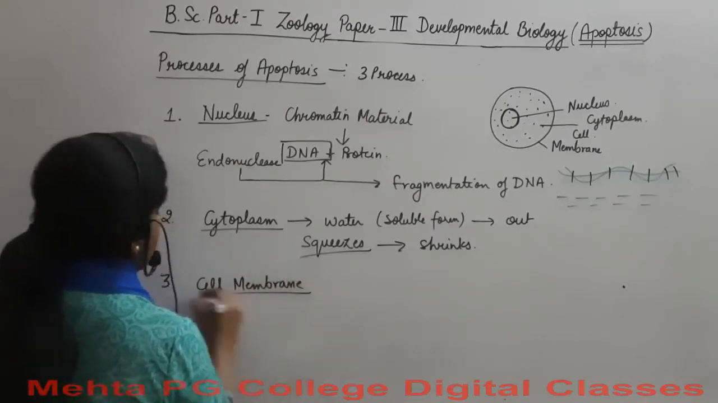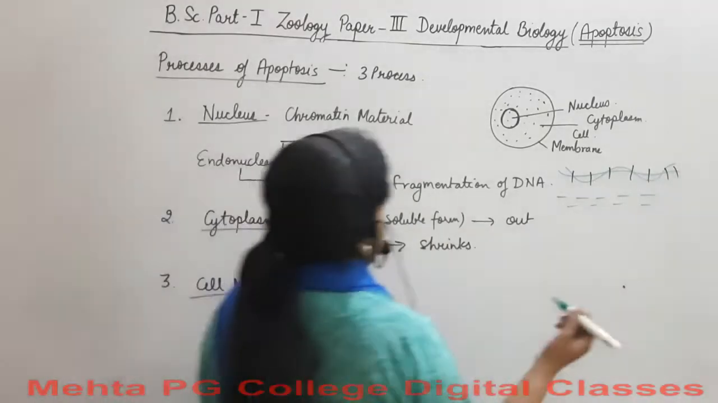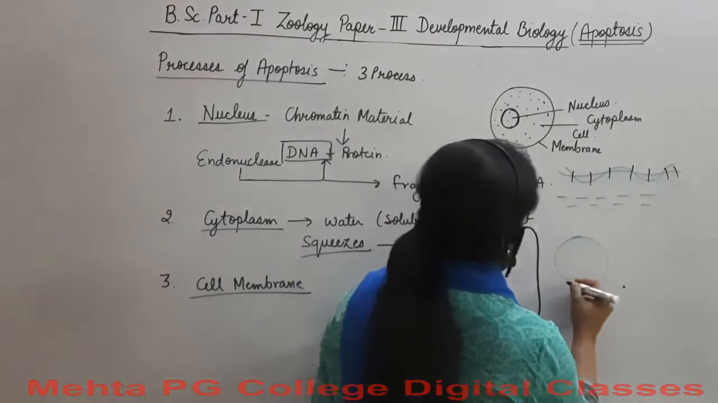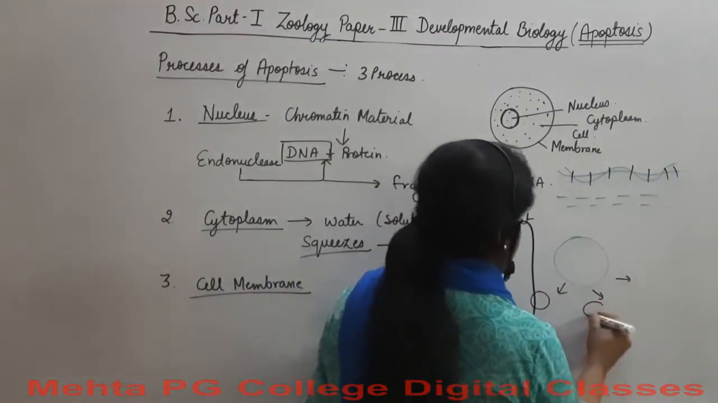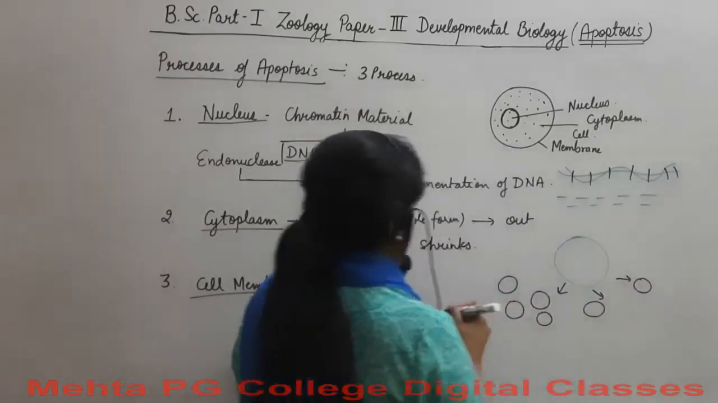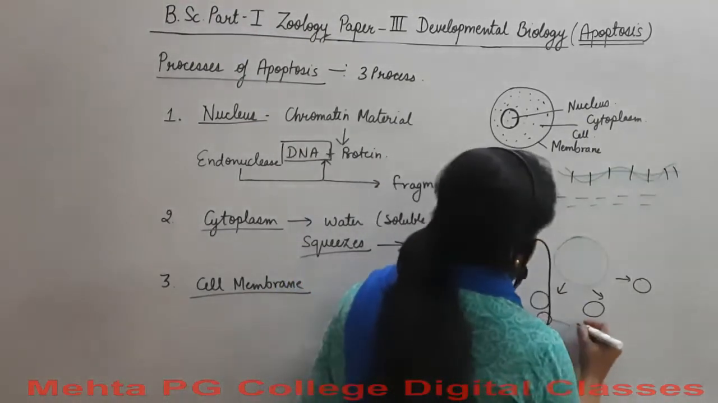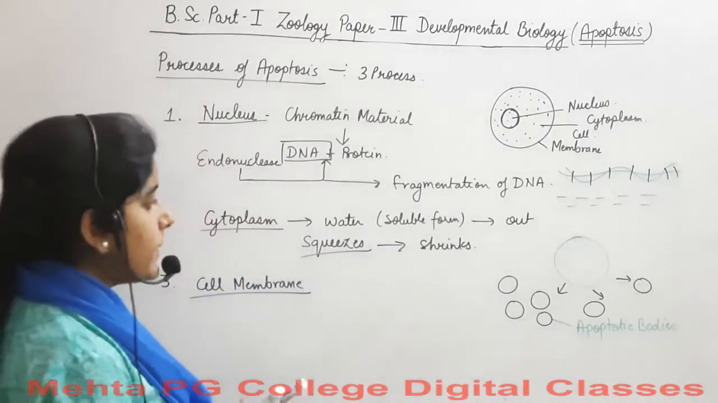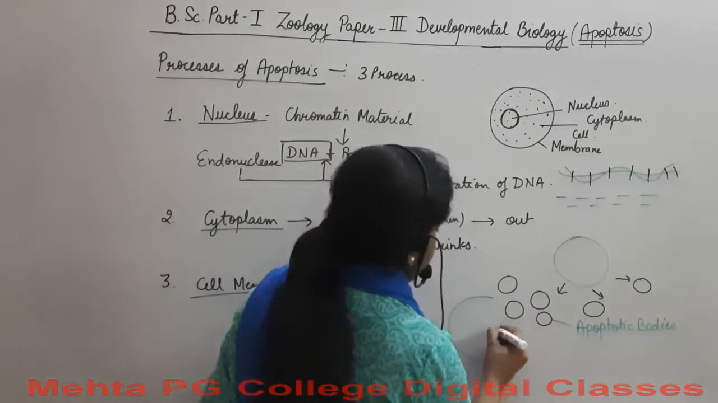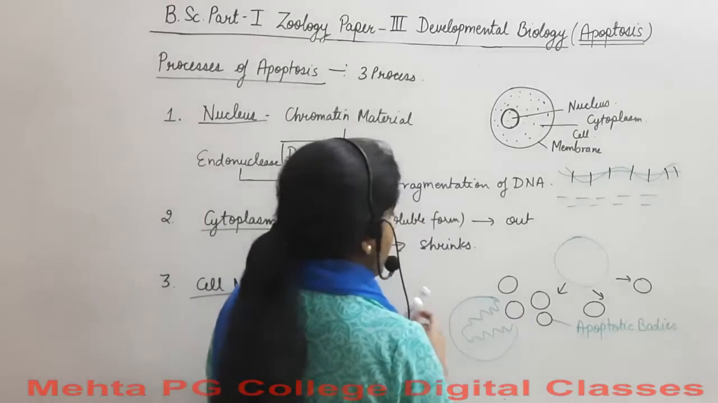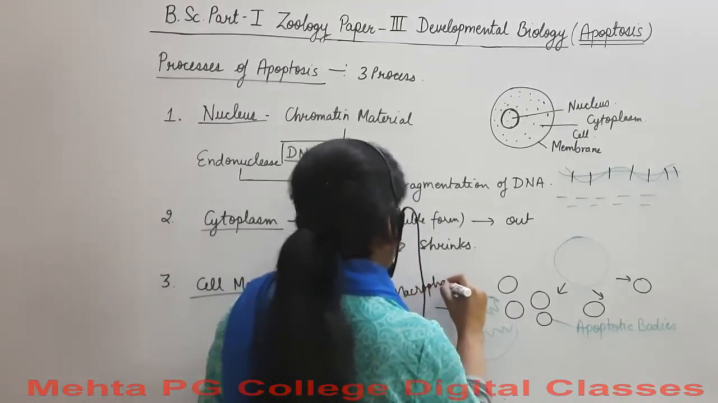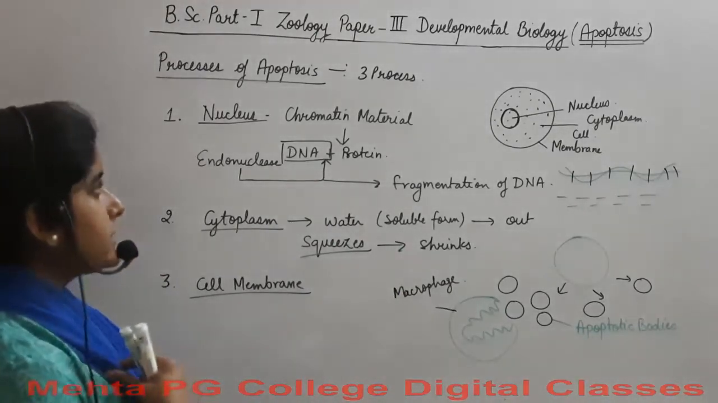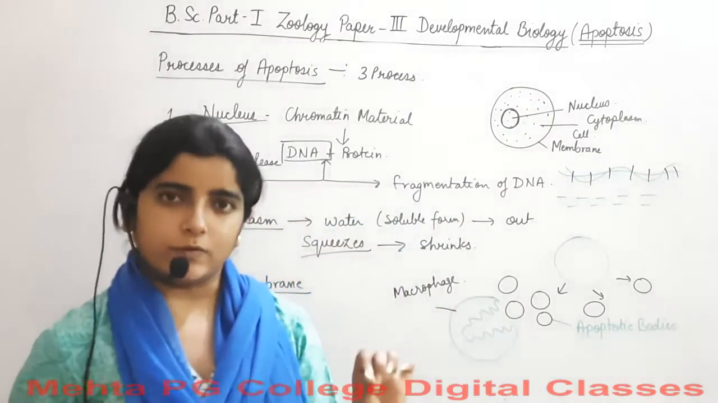Now, the cell membrane also undergoes changes. We say this is a cell membrane. This cell membrane gets divided into different small bodies, right? It breaks off and gets divided into different small bodies. And these small bodies are called apoptotic bodies, right? These apoptotic bodies are later eaten up by the macrophage. This is a macrophage. So they are eaten up, or engulfed, by the macrophage, right? As a result, the cell undergoes the cell death process, or apoptotic process.